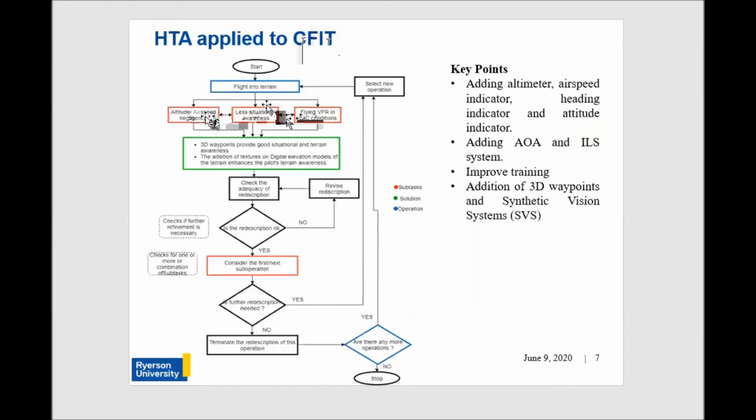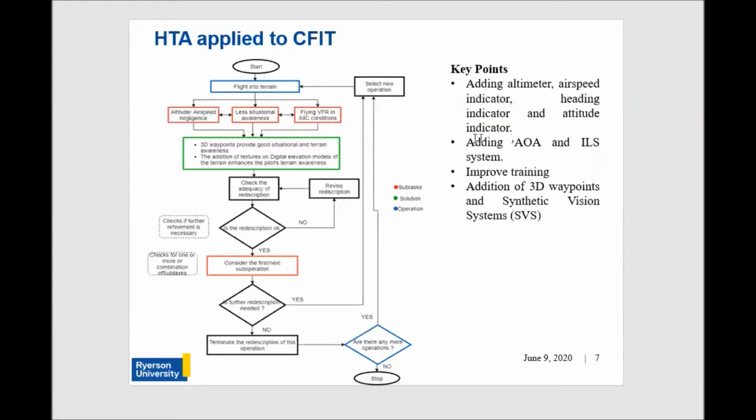All these three are some of the conditions due to which pilots tend to get involved in CFIT, which are altitude or airspeed negligence, less situational awareness, and flying VFR and IMC. And in order to solve these three conditions, a pilot should have information of all the primary flight instruments. And apart from that, he needs to have an angle of attack as well as an instrument landing system. And the pilot should be properly trained in order to face unforeseen circumstances.